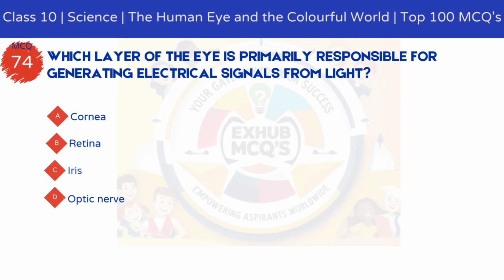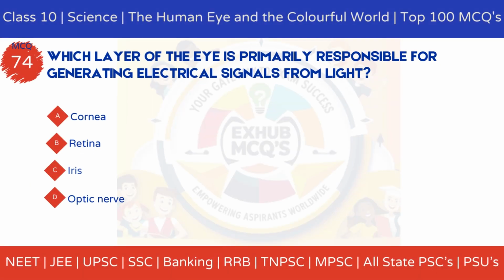MCQ 74. Which layer of the eye is primarily responsible for generating electrical signals from light? Option A, cornea. Option B, retina. Option C, iris. Option D, optic nerve.